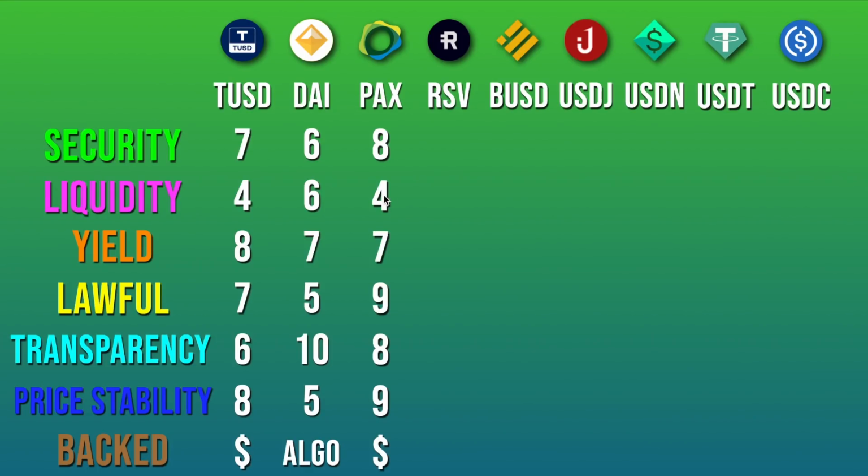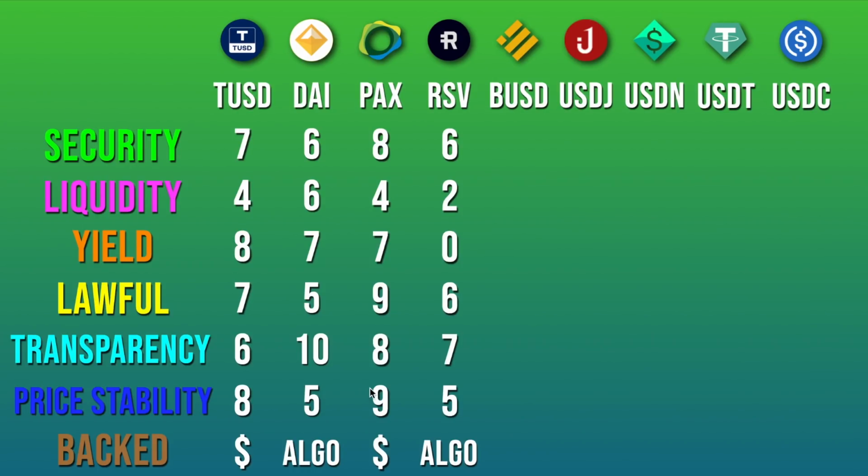Liquidity is 4, so again, same problem as TUSD. Yield is 7. It could be 8. It's basically the same thing as TUSD. I don't know why I put it 7 here. Lawfulness is 9. Like I said, they are probably one of the most compliant out there. Transparency 8. Price stability is 9. It actually holds the price very, very close to $1.